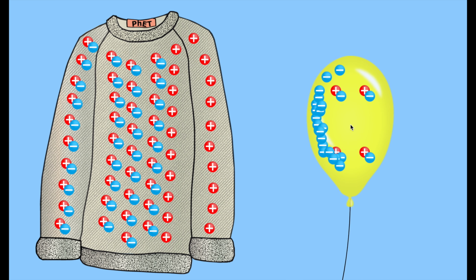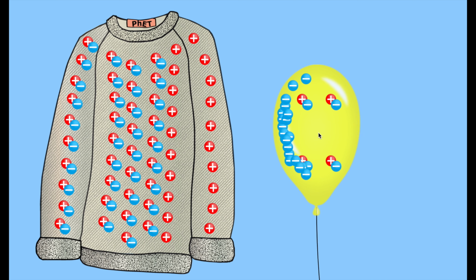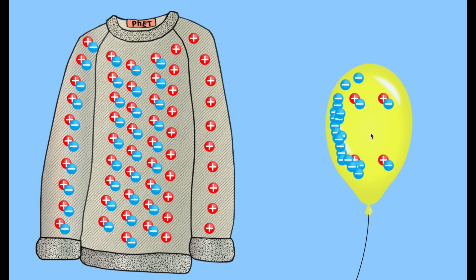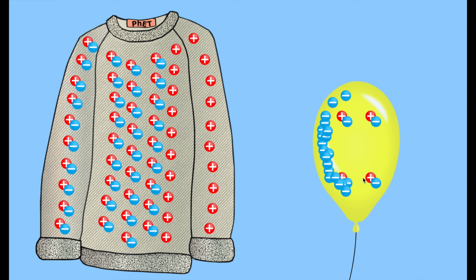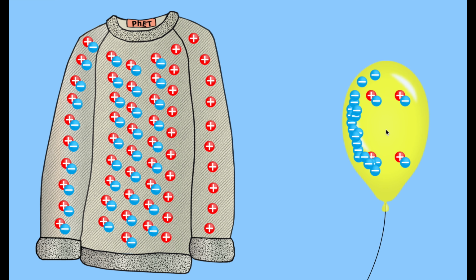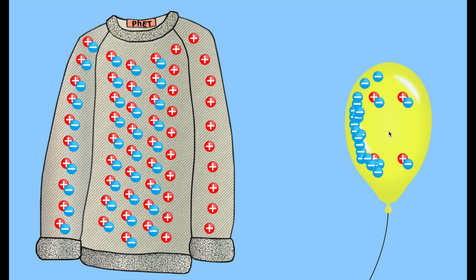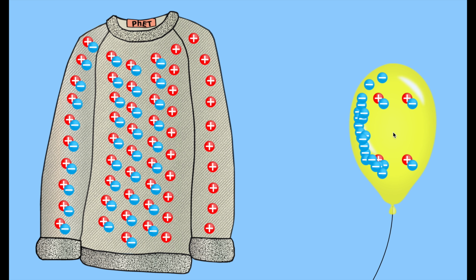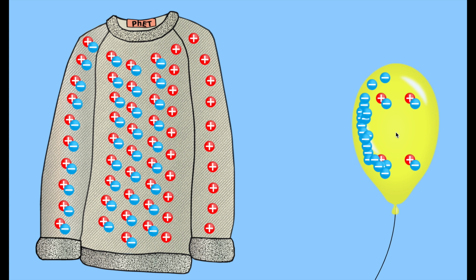Here we can see that as the balloon and the jumper were rubbed together, electrons were transferred from the jumper onto the balloon. And now we can see this balloon is relatively negative. It has a negative static charge. And we can see that it's static as the electrons aren't flowing. They're stuck and built up in one place. On the other hand, the jumper is now relatively positive. It has a positive charge.